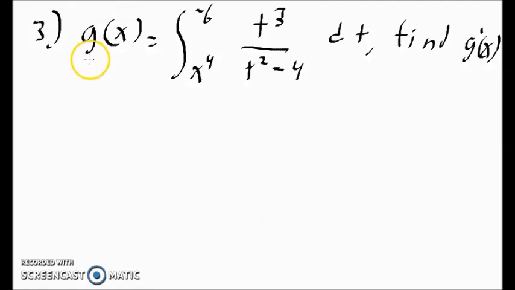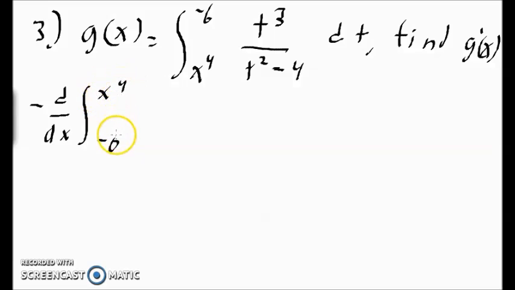For our next problem, we have g of x equals the integral of t cubed over t squared minus 4 from x to the 4th to negative 6, and we're being asked to find g prime of x. As we can see here, negative 6 is the constant, but it's not on the bottom, so we have to flip this. When we're flip this, we put a negative on the outside. So what we have now is this right here.